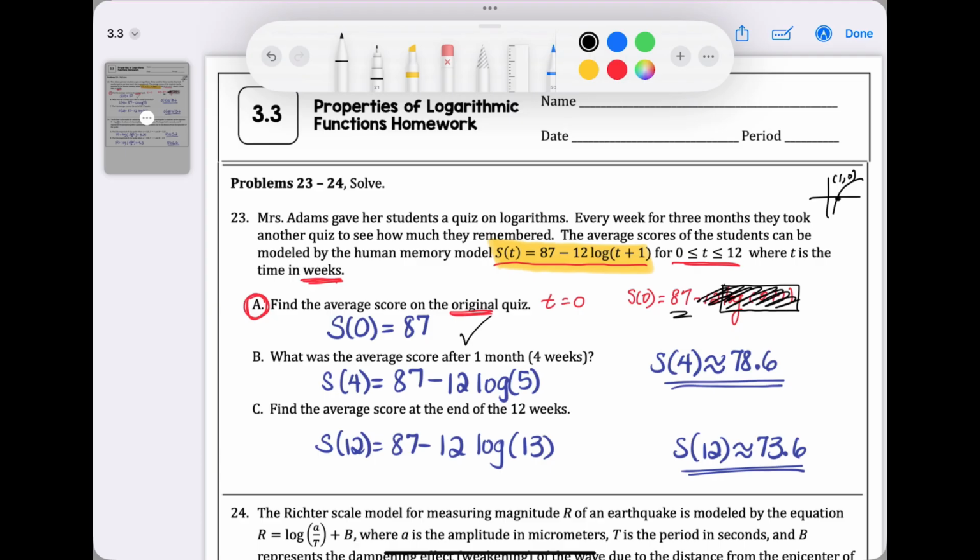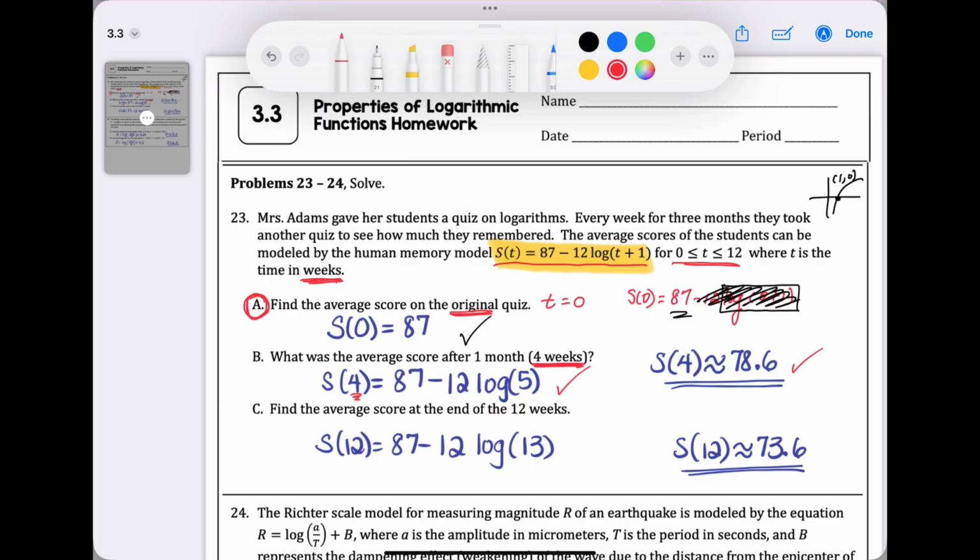Okay. Part B tells you, after 1 month, now, if you do not follow along, this is very kind to you. It is 1 month equal to 4 weeks. So when you plug it in, do housekeeping, get the calculator, okay? You will get this answer, 78.6.